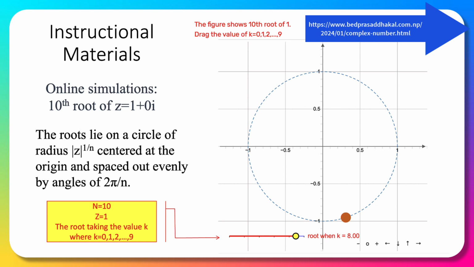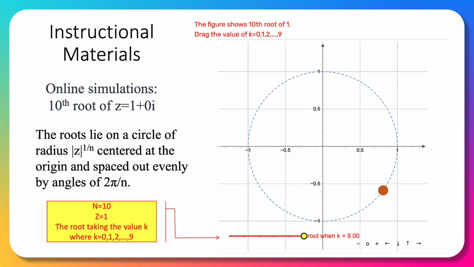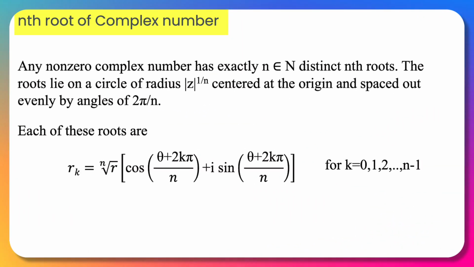What does the nth root of a complex number represent? Please note that the nth roots of a complex number are evenly distributed in a circle by angles 2 pi by n. Any non-zero complex number has exactly n distinct roots. The roots lie in a circle of radius the absolute value of z to the power 1 by n, centered at the origin and spaced out evenly by angles 2 pi by n.